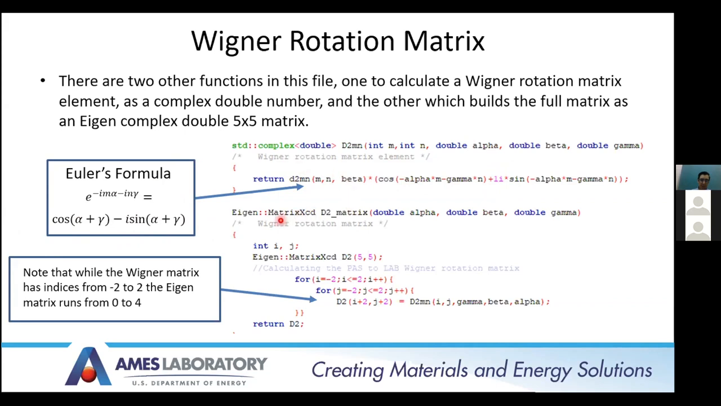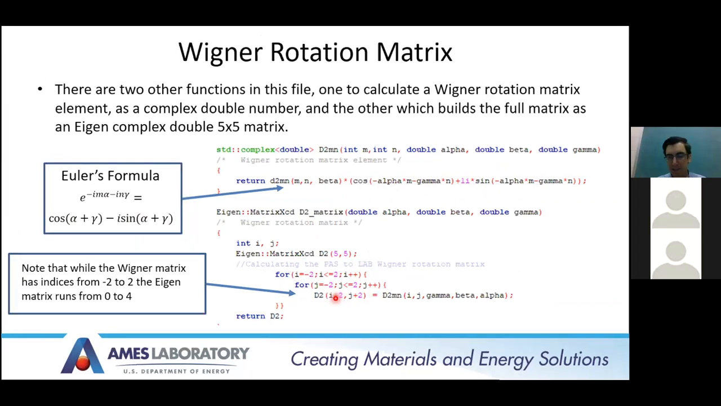And the last function here, the data structure for this one is an Eigen matrix. So it'll return an Eigen formatted matrix. And all that you have in this function here is it loops over the different matrix elements for the Wigner rotation matrix and assigns them to this matrix D2, which is declared up here. And then at the end, it just returns the full matrix.